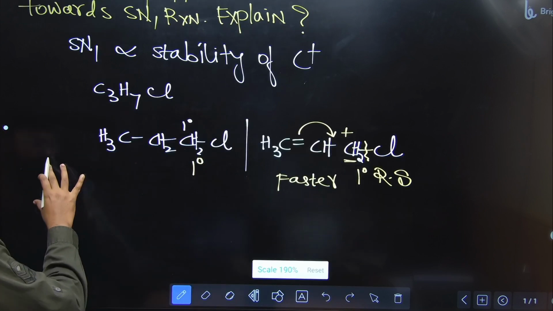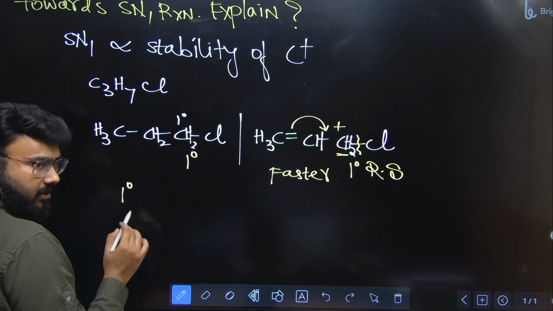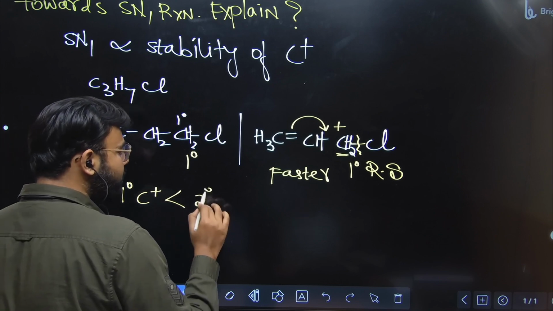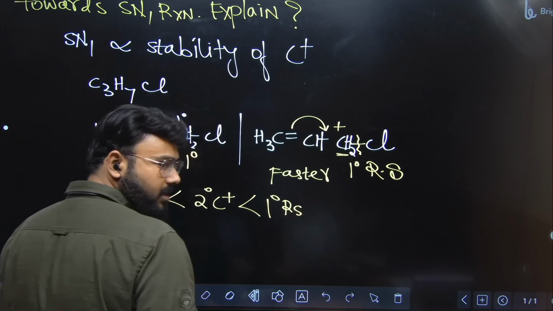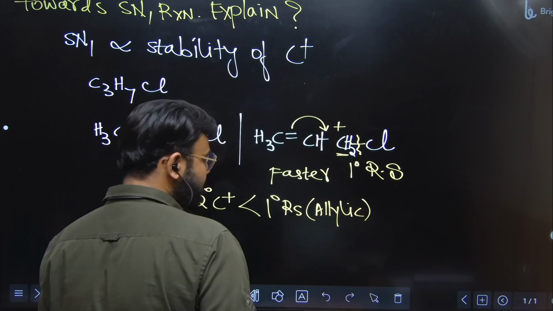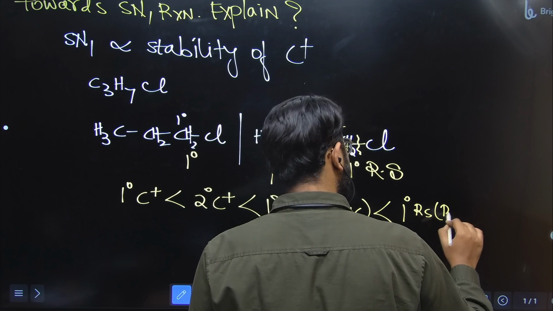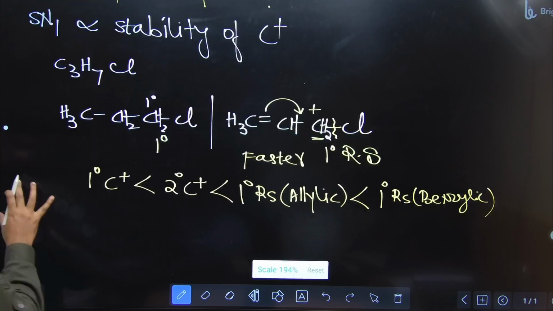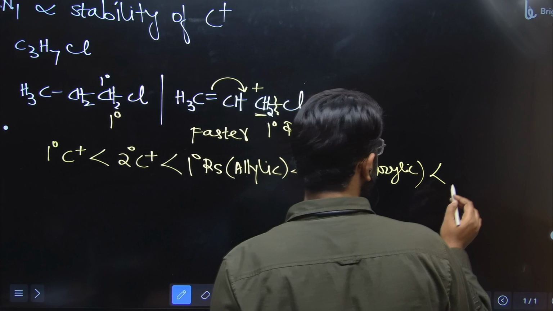So guys, remember this order of carbocation. 1 degree carbocation is the least stable. Then comes a normal 2 degree carbocation. Then you have 1 degree resonance stabilized, and first is allylic, and then comes benzylic. Guys, remember this order. We have written 2 degree, right?